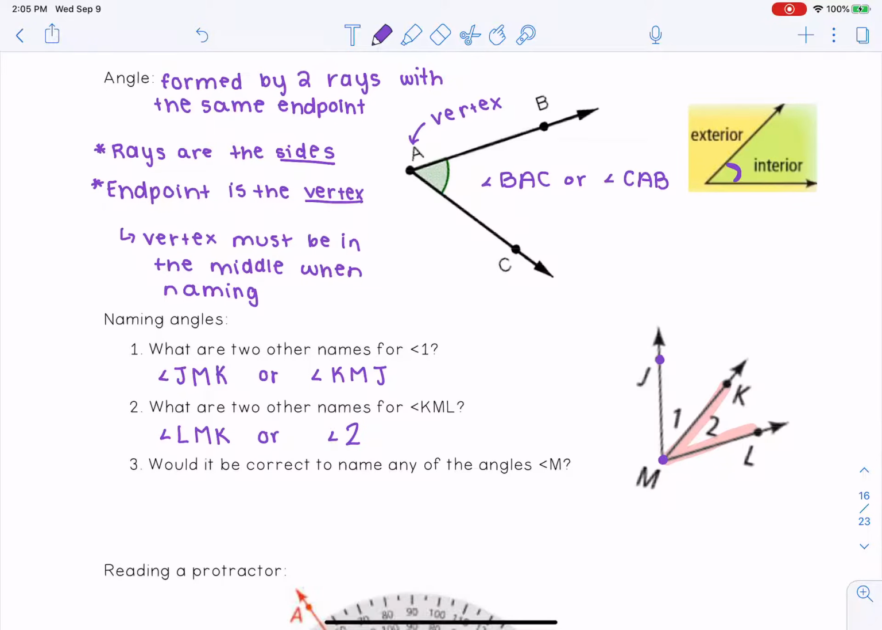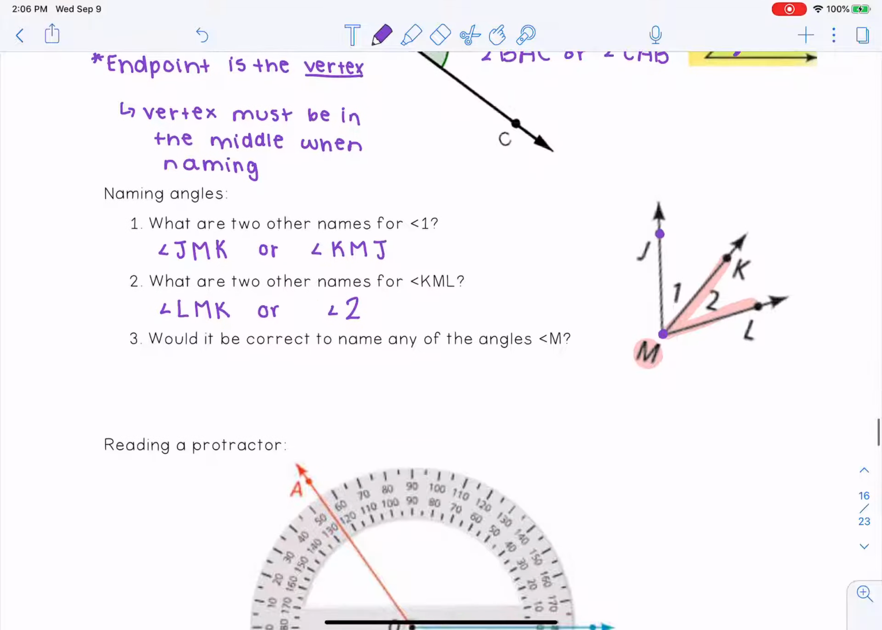So the next question is tricky. It says, would it be correct to name any of the angles angle M? So angle M is this point right here. If I say angle M, you might think it's angle 1, you might think it's angle 2, you might think it's both of them, but that's not enough information. So we can't say angle M, it's not specific enough, especially for this case when there's two angles there.